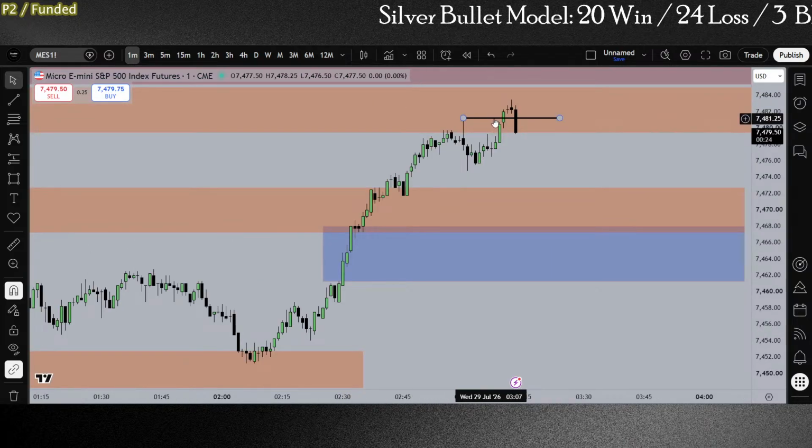All right, there we go. So we got the rejection here initially. Let's see if we can follow up with a retracement lower off of this.